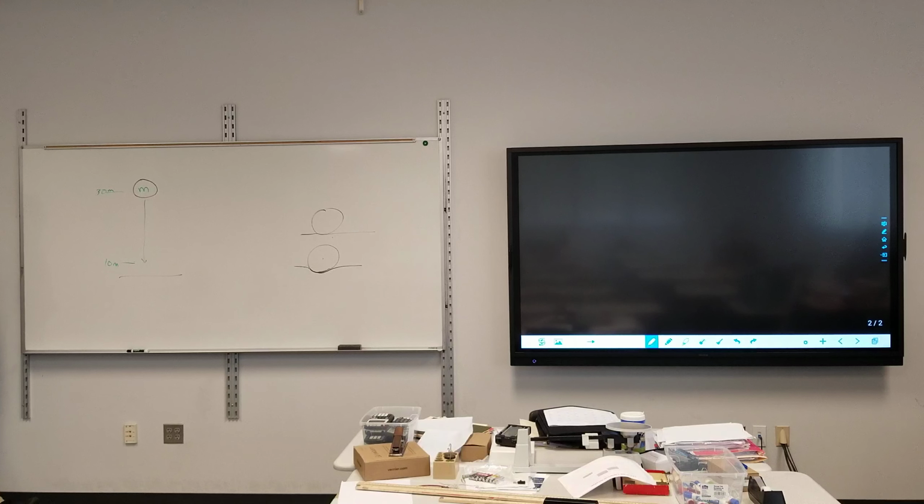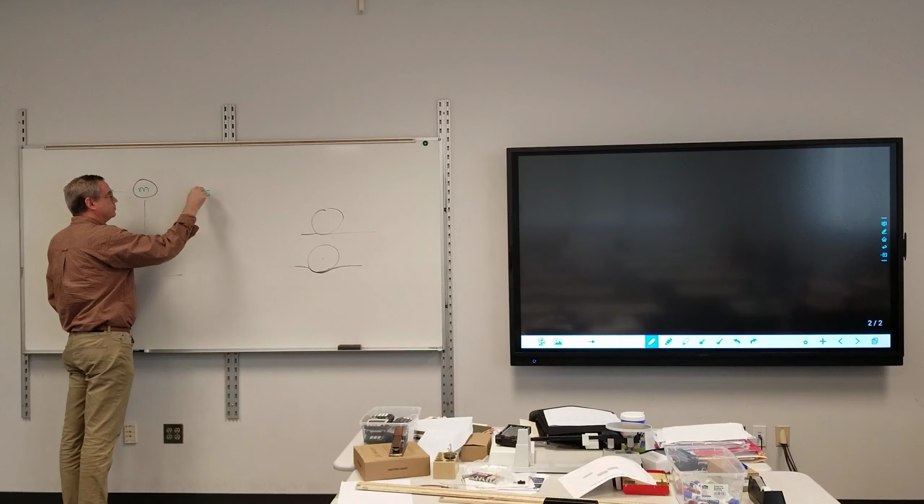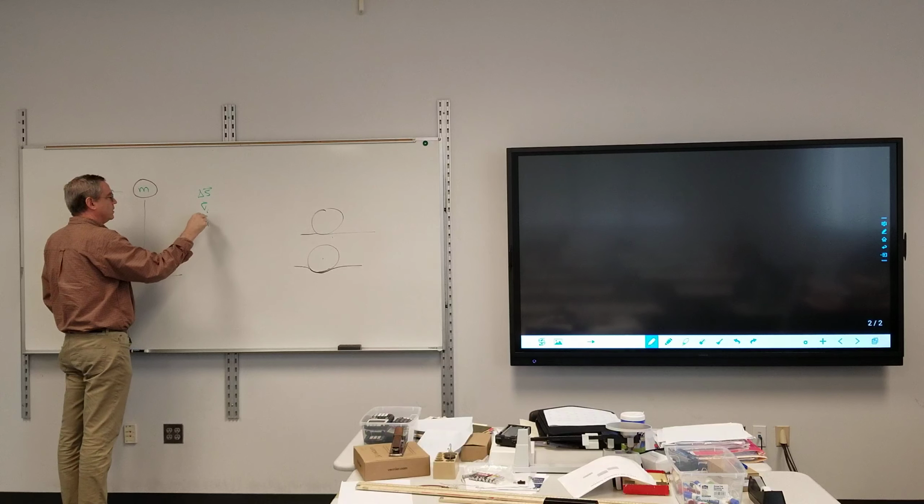And we should be able to solve this using the stuff that we've learned from chapter 2. So let's just go ahead and do that. I've got displacement, initial velocity, final velocity, acceleration, and time. What I want to know is the final velocity.